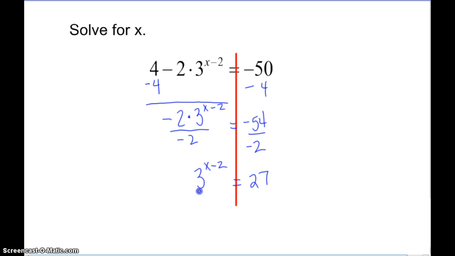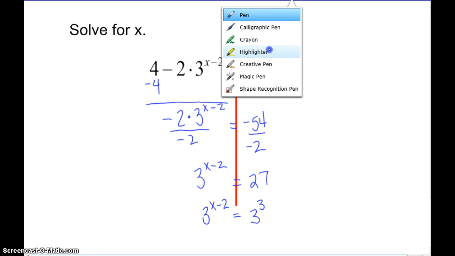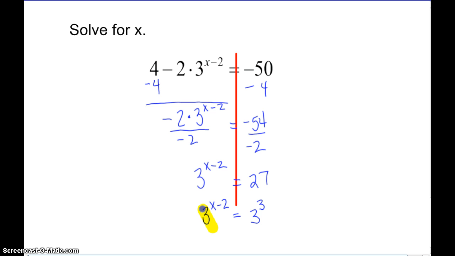Next, I need to write it so that I have a common base. I've now isolated the base and the exponent, but I need to get a common base. I know that 3 is in its lowest base possible, but 27 can be rewritten with a base of 3. At this point, recognizing that our common bases exist, therefore our exponents must be equal.